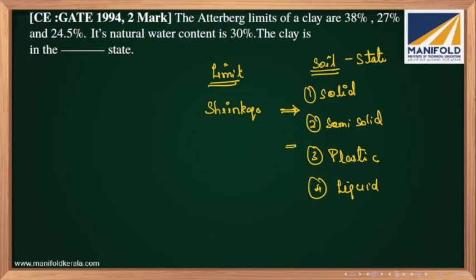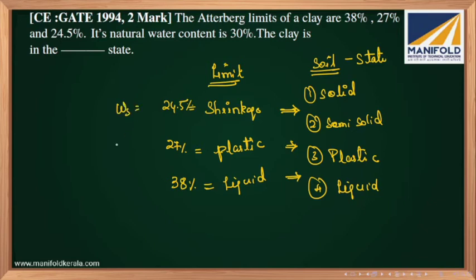The water content at which the soil changes from plastic to semi-solid, or semi-solid to plastic, would be the plastic limit. The water content at which the soil changes from plastic to liquid state, or liquid to plastic state, would be the liquid limit. The highest water content would be the liquid limit, so this would be 38%, the plastic limit 27, and the shrinkage limit 24.5.